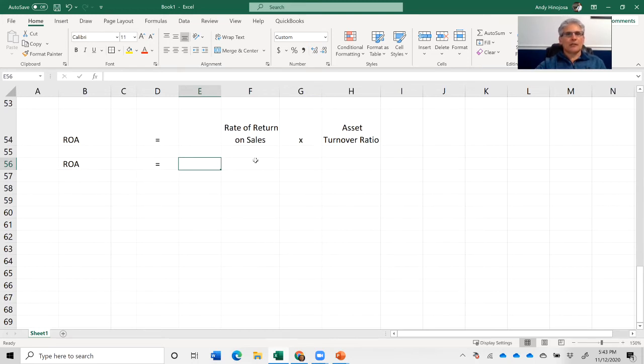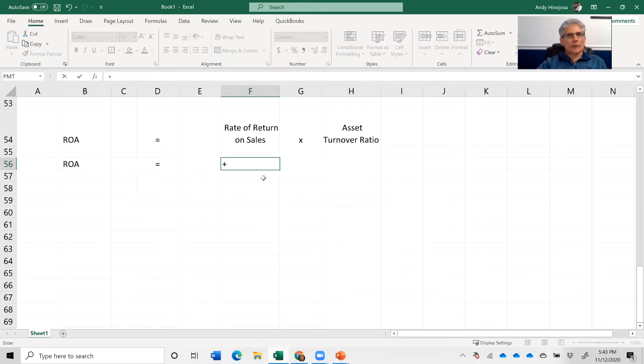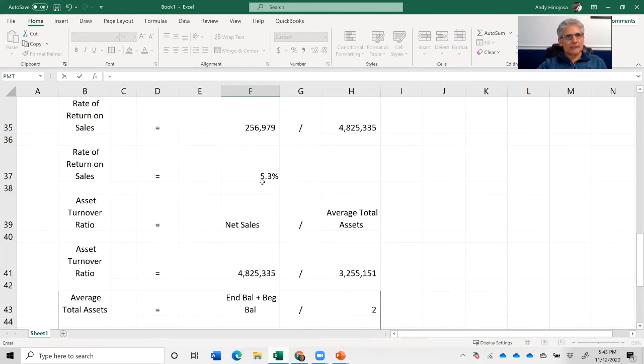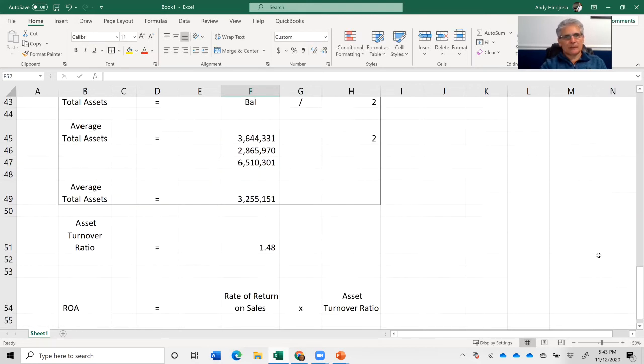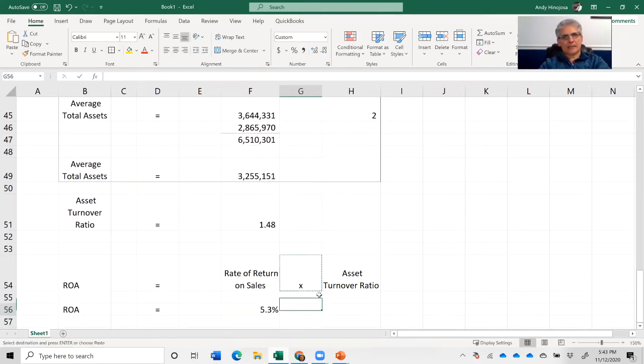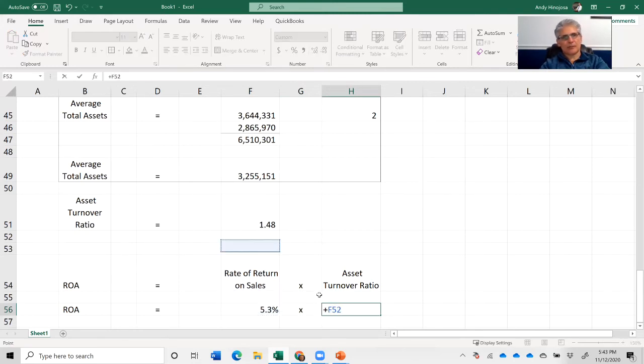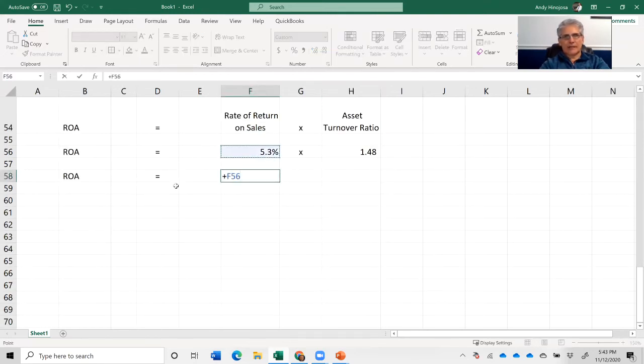So we plug the formula into the spreadsheet, and now we're looking at ROA is equal to the rate of return on sales. We already computed this previously. Rate of return on sales was 5.3%, and that's going to be multiplied by the asset turnover ratio, which was already computed as well. That was the one we just computed. So we'll take 5.3% and multiply it by 1.48, and that gives us 7.9% rounded to the nearest tenth of a percent.